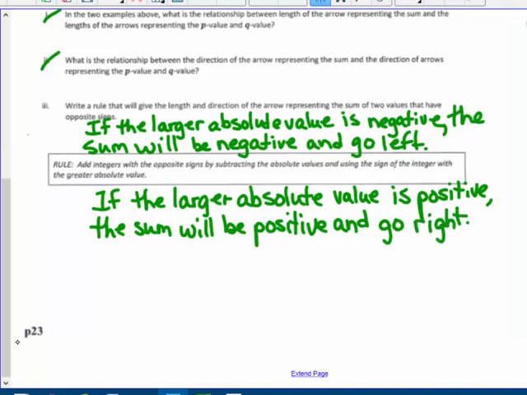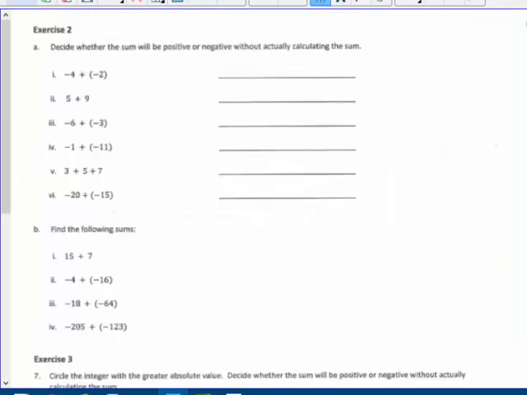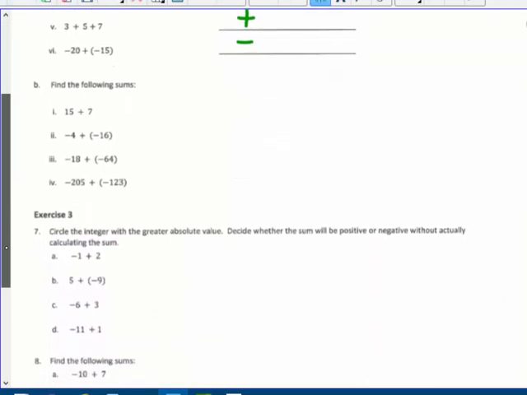Okay, last page. Decide whether the sum will be positive or negative without calculating the sum. Okay, 2 negatives, negative. 2 positives, what we learned in first grade, positive. 2 negatives, negative. 2 negatives, negative. Because I'm moving twice to the left, it's still going to be negative. All positives, positive. 2 negatives, negative. Well, that was easy. Find the following sums.